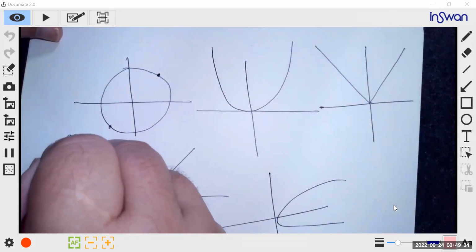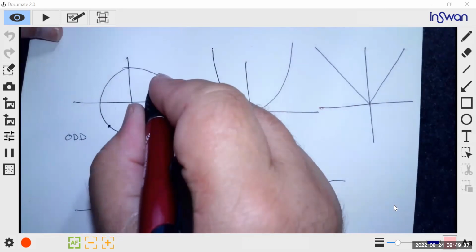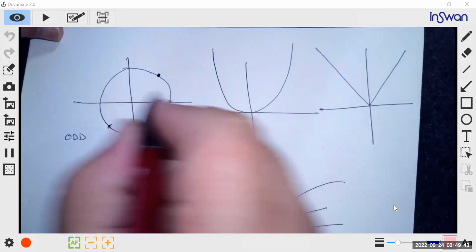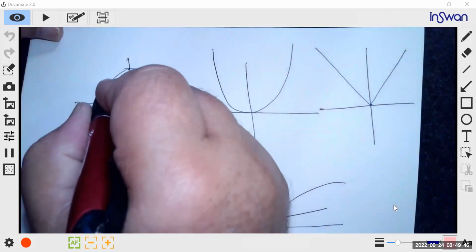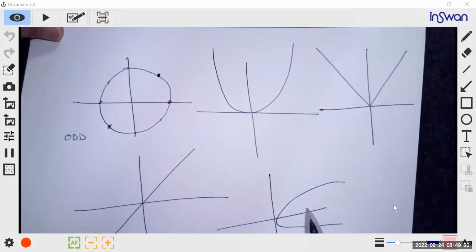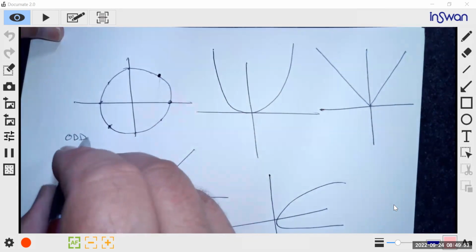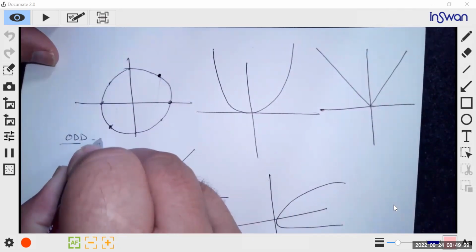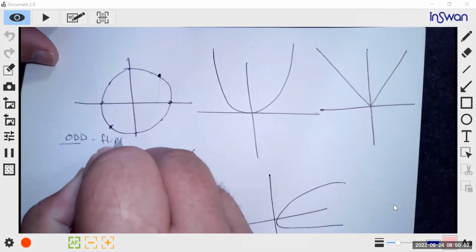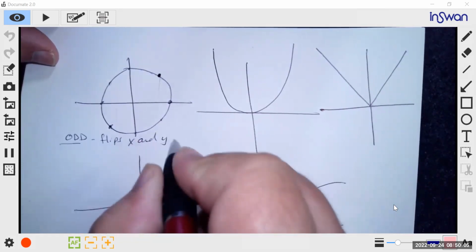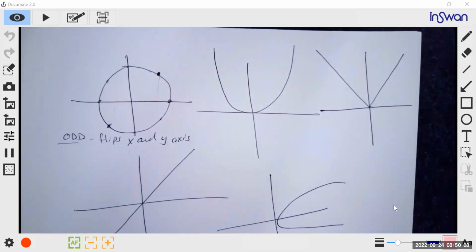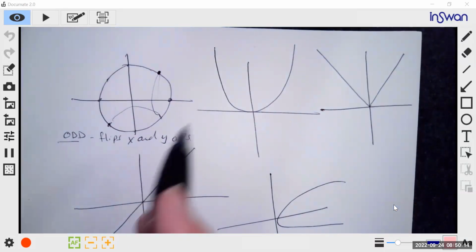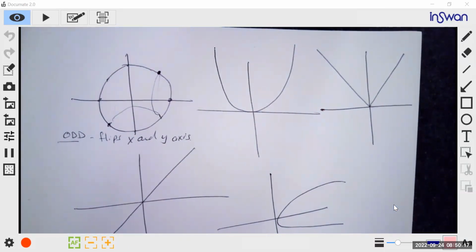This is an odd function because this point here has a mirror image over here. This point here has a mirror image there. Every point has a mirror image. So I flip down and over. So it's an odd function. An odd function means it flips both the x and y axis, because it has to flip down and it has to flip over. Or it can flip over and then flip down. So that's what an odd function is.